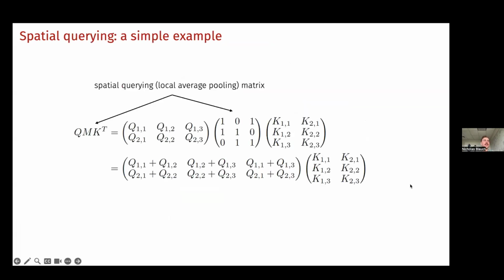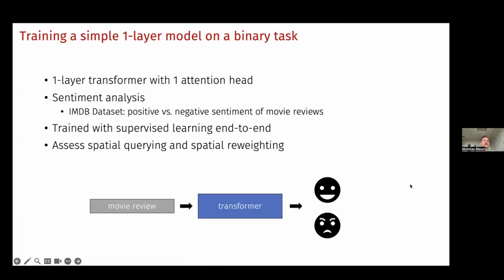Okay, great. I was going to give an example of spatial querying, but I think we got that, so I'm going to skip it. The first thing Taha did with this is train a one-layer model with one attention head on a sentiment analysis task. In all of the analyses I'll present, we're using one attention head, because if we had more than one, a lot of the functional organization could just be distributed across heads rather than within a given head.